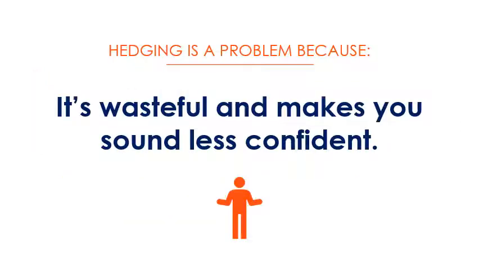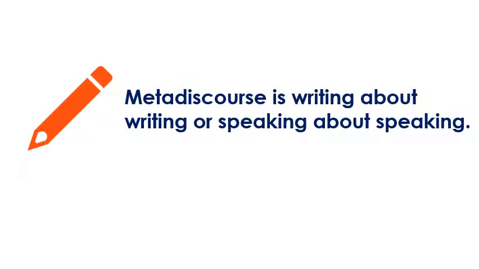Hedging is a problem for a number of different reasons, but it's mainly a problem because it's a waste of words and because it makes you sound less confident. It takes an affirmative, definitive statement and downgrades it to something equivocal. Metadiscourse, on the other hand, is writing about writing or speaking about speaking.